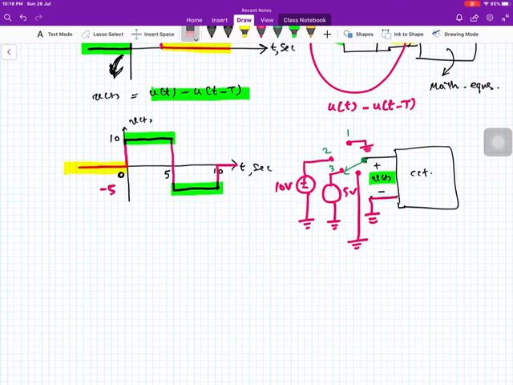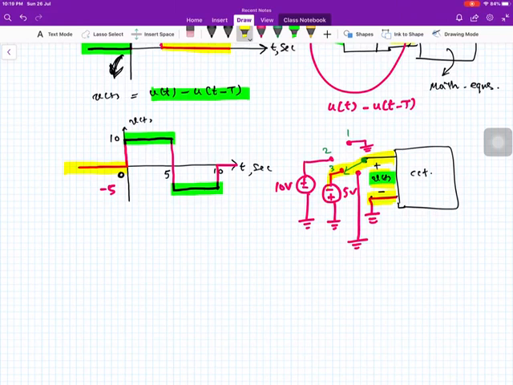Sorry, the polarity should be minus and plus. This is minus 5 volt, which is the polarity of the voltage. I mean this voltage, because one side is connected to ground and the other side is connected to the negative side of a voltage source. It is minus 5 volt is the voltage input to the circuit.